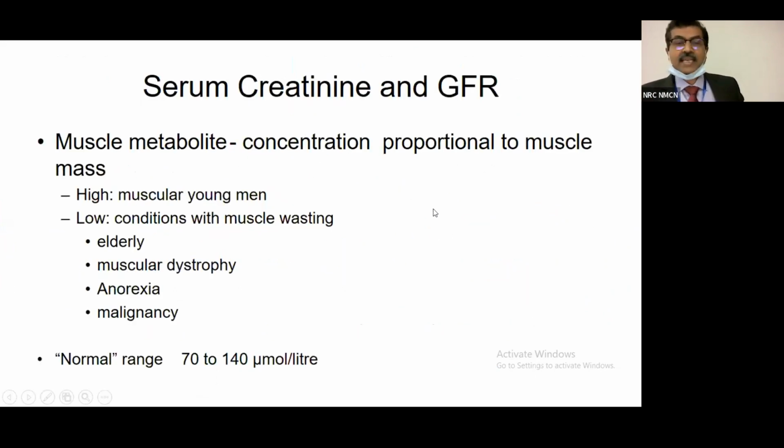So, serum creatinine and GFR. Sometimes the serum creatinine value is misleading. Your GFR might really be very low, particularly in elderly patients. If the patient has muscular dystrophy, anorexia or malignancy, that is why: creatinine is synthesized from muscle metabolism, so everything is related to the muscle. If the muscle mass is less, the serum creatinine value is likely to be less, irrespective of your GFR value. So we should also keep that in mind.